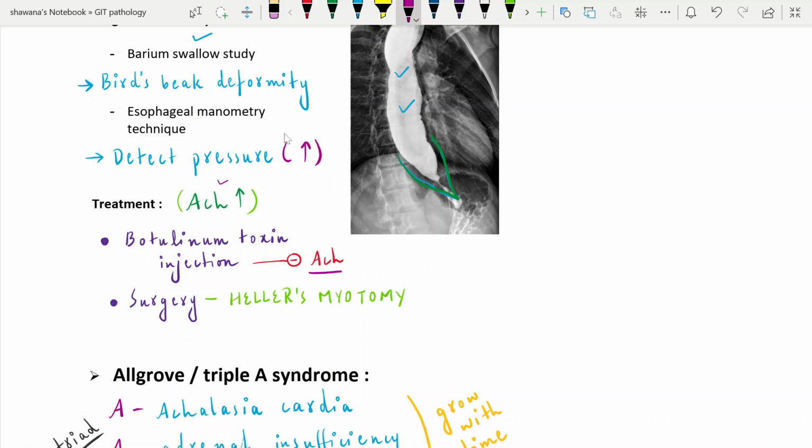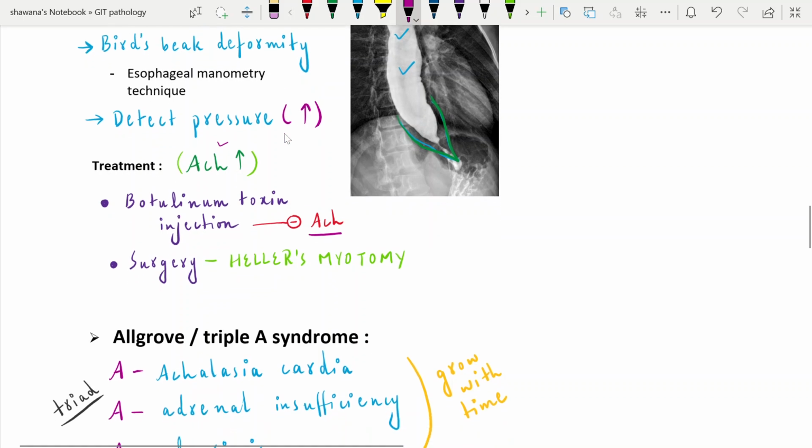Botulinum toxin is an injection. Apart from that, we can get botulinum infection from canned food, food that is preserved and present in cans. So botulinum can also be obtained from there.